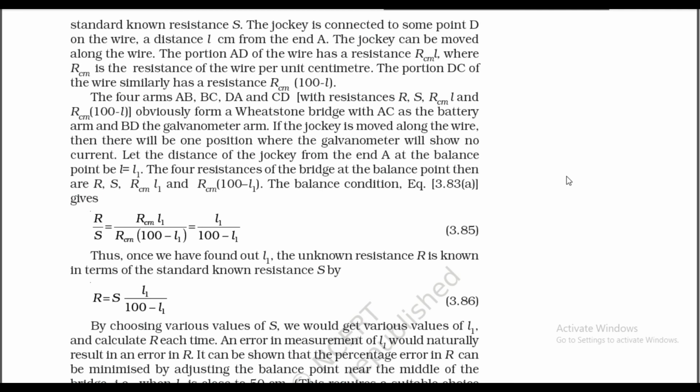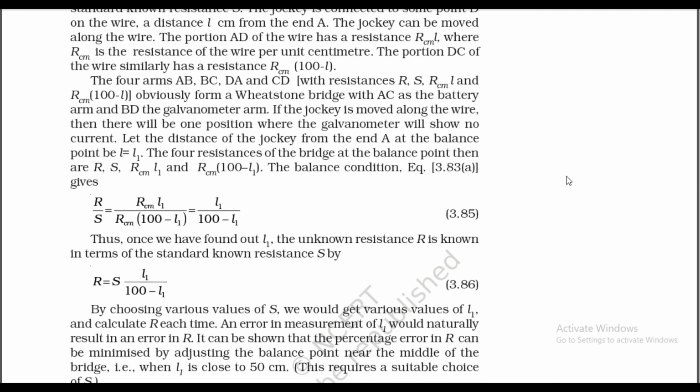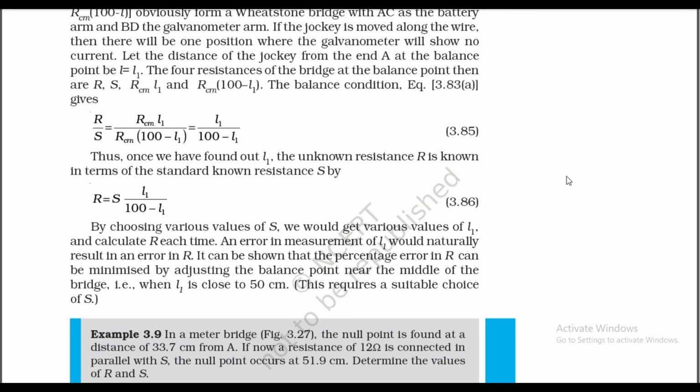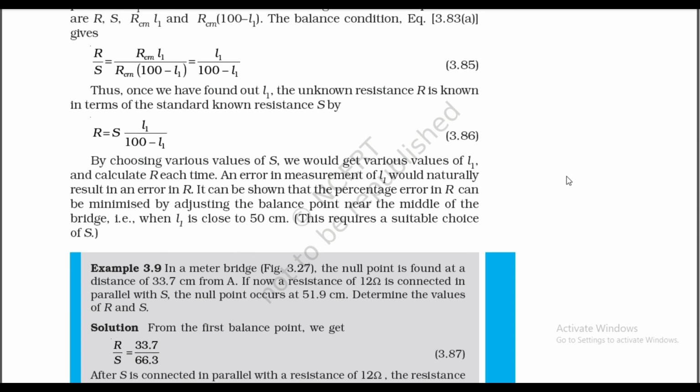If the jockey is moved along the wire, then there will be one position where the galvanometer will show no current. Let the distance of the jockey from the end A at the balance point be l = l1. The four resistances of the bridge at the balance point then are R, S, ρ·l1 and ρ(100 - l1). The balance condition, equation 3.83a, gives R/S = ρ·l1/ρ(100 - l1) = l1/(100 - l1).